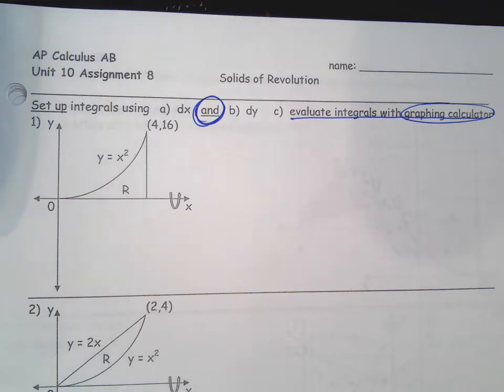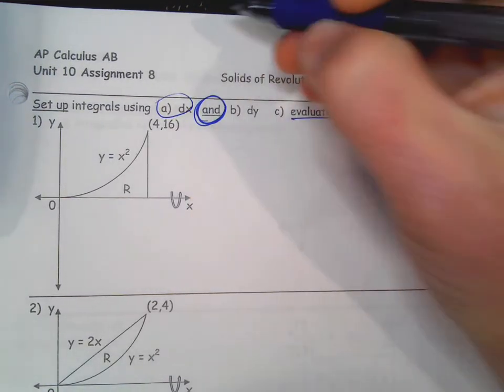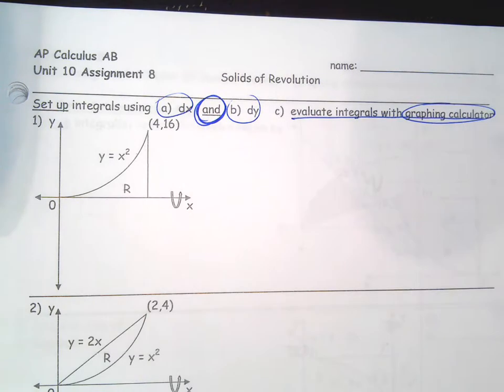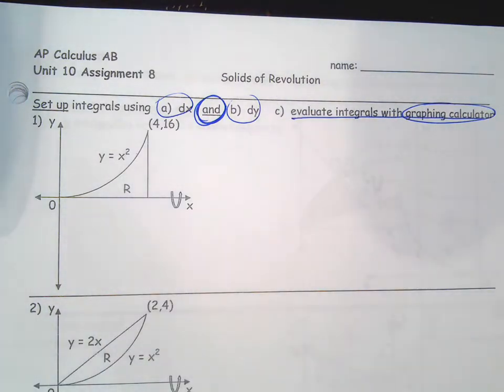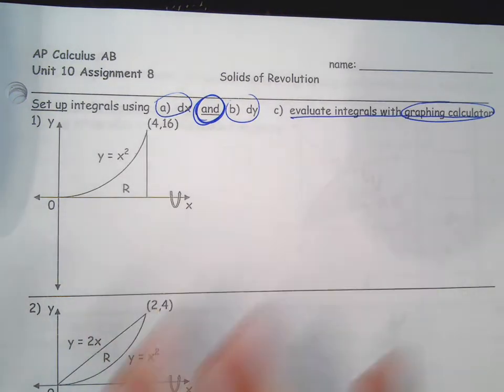Now, part A is dx, so it might not be shells every time, and part B is dy. I want you to do part A, which might be shells, might be washers, and then do part B, which might be shells, might be washers. It depends on the orientation of the shape and the rotation.